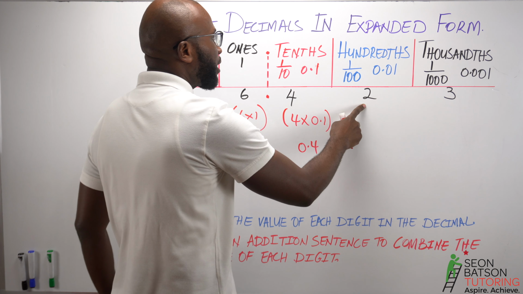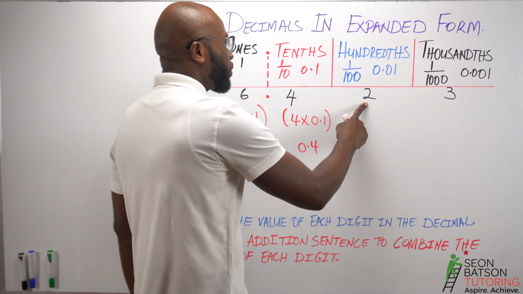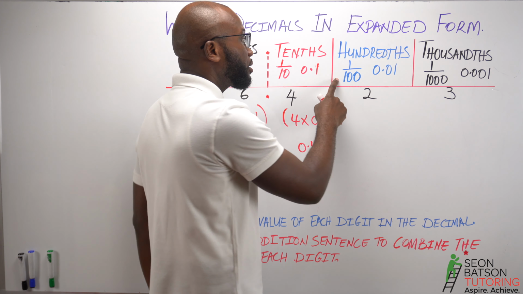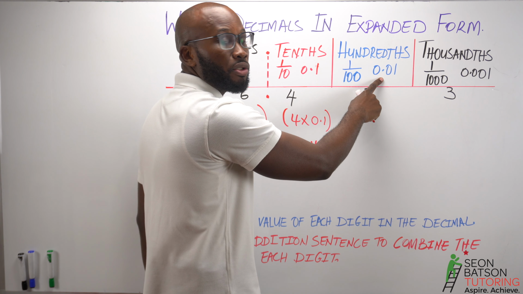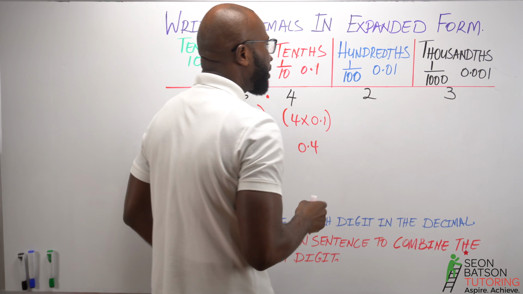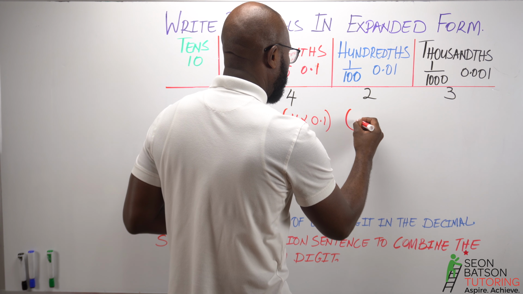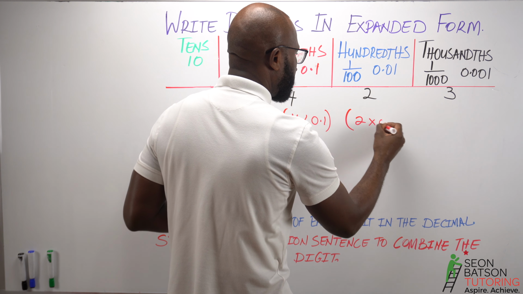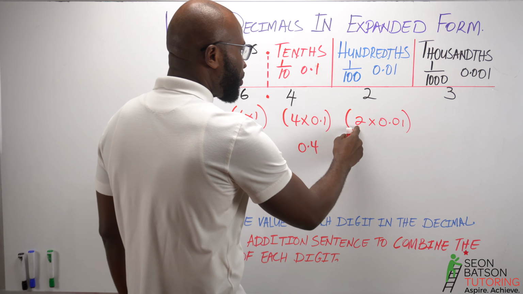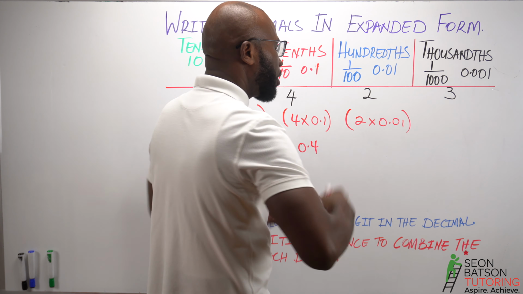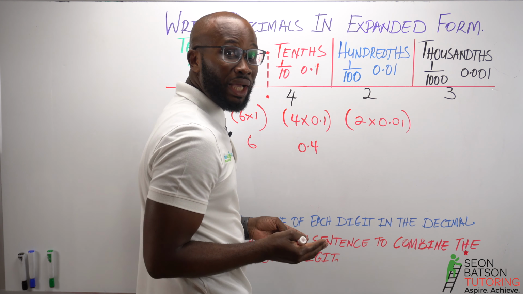Now, let's find the value of the 2. Since the 2 is in the hundredths place, to find its value we can multiply the 2 by the fraction 1 over 100, or by the decimal 0.01. We will multiply by the decimal first. So we'll simply multiply 2 by 0.01. And what is 2 times 0.01? Remember again, 2 times 0.01 simply means we have what?